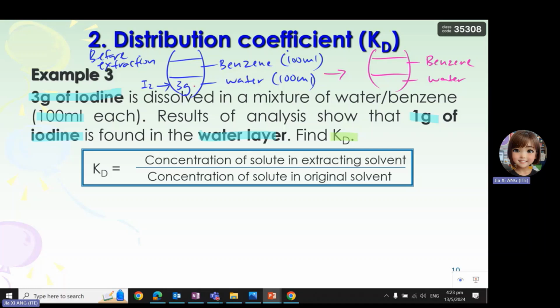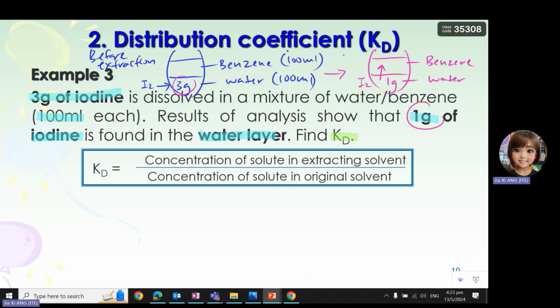What happened is some of the iodine gets extracted by the benzene, yeah, and then it shows that 1 gram is found in the water layer. Okay, so out of the 3 gram iodine in water, some of them traveled to the benzene layer and you're left with 1 gram, meaning the benzene layer got how much iodine?